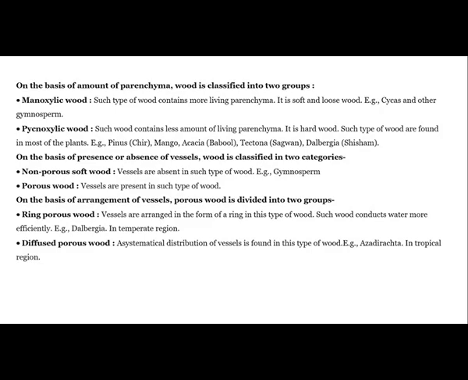On the basis of presence or absence of vessels, the wood can be non-porous wood, in which the vessels are absent. Example, the woods of gymnosperms. Whereas the wood in which the vessels are present is called the porous wood. Now the porous wood can be of two types: ring porous and diffuse porous. Now in case of ring porous, the vessels are arranged in a ring, whereas in case of diffuse porous wood, the distribution of vessels is asymmetrical, as in case of Azadirachta, that is neem.